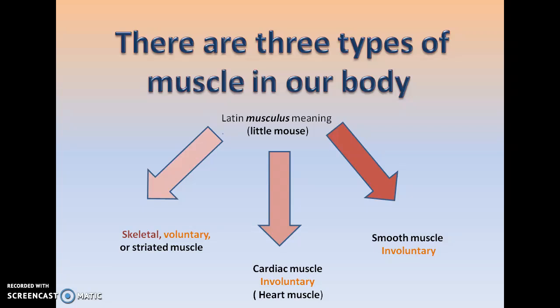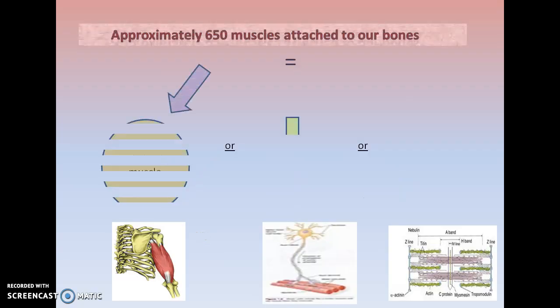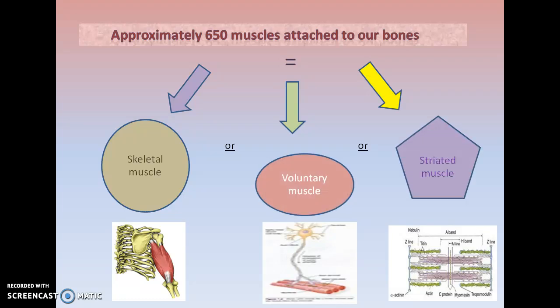And we have smooth muscle, which is like the uterus, urinary bladder, and the stomach. They are also contracting involuntarily because I can't control their contraction or movement. We have approximately 650 muscles attached to the bones in our body.